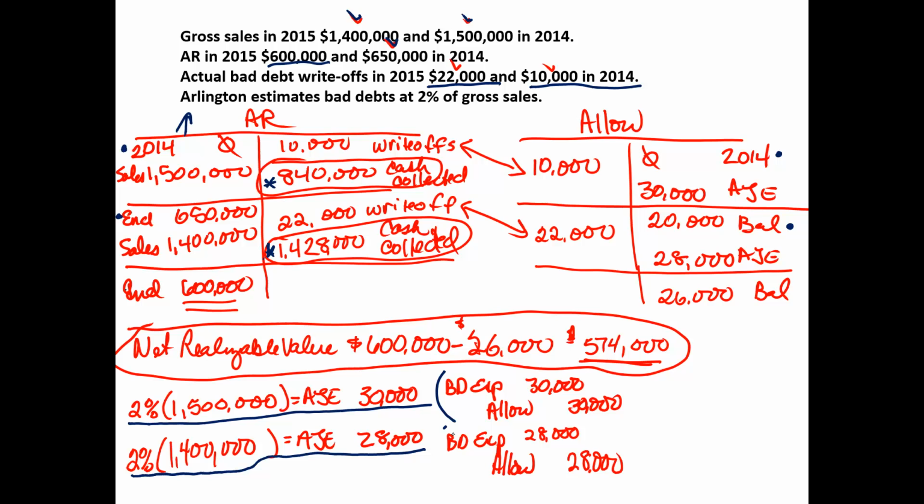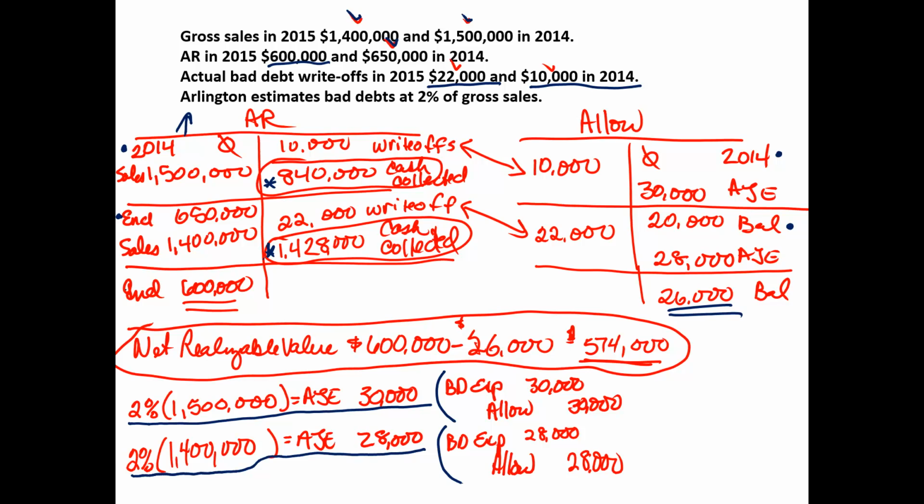So again, I make the debit to bad debt expense, the credit to the allowance account for $28,000 as the adjusting entry. And so I end up with a $26,000 credit balance in the allowance account, which means, am I good at figuring out my estimate of bad debts?